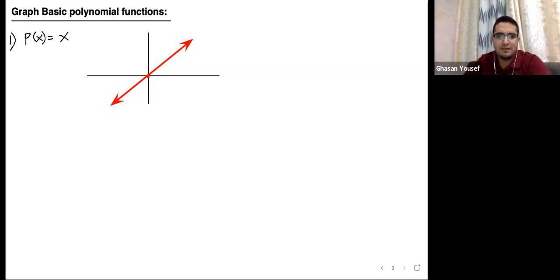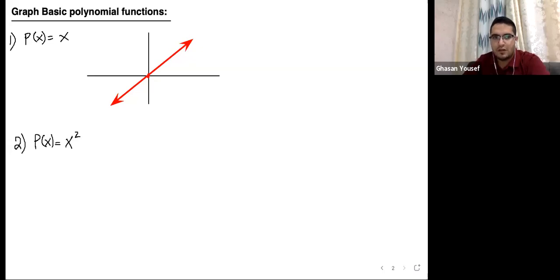Now, what is the graph of function number 2, p of x equal x squared? So x squared is a quadratic function, as we learned in the previous section, 3.1. It's a parabola, exactly. Also, at the same time, it is a polynomial function.